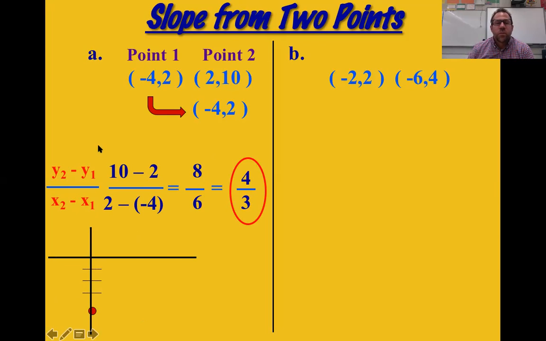Oh, what I'm showing you, I'm not showing you these. Sorry, I forgot what I did. I'm just showing you the 4/3. So if I start here, I'm going to go up 1, 2, 3, 4, and then I'm going to go over 1, 2, 3. And it's going to be right there. Okay, so there would be my line. So I didn't go through those 2 points, but that's okay.